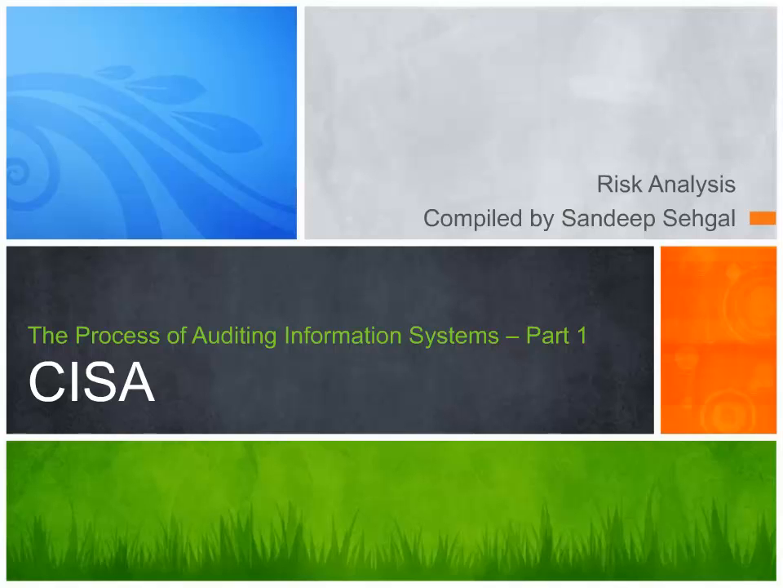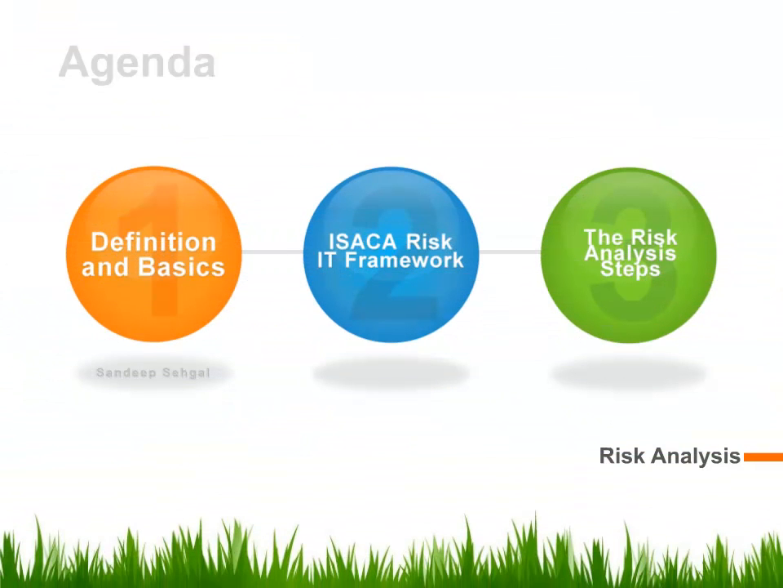You are about to start the process of auditing information systems part 1, risk analysis. Agenda for risk analysis is we will cover basics. We will also understand the CISA risk IT framework and lastly we would cover the risk analysis steps.